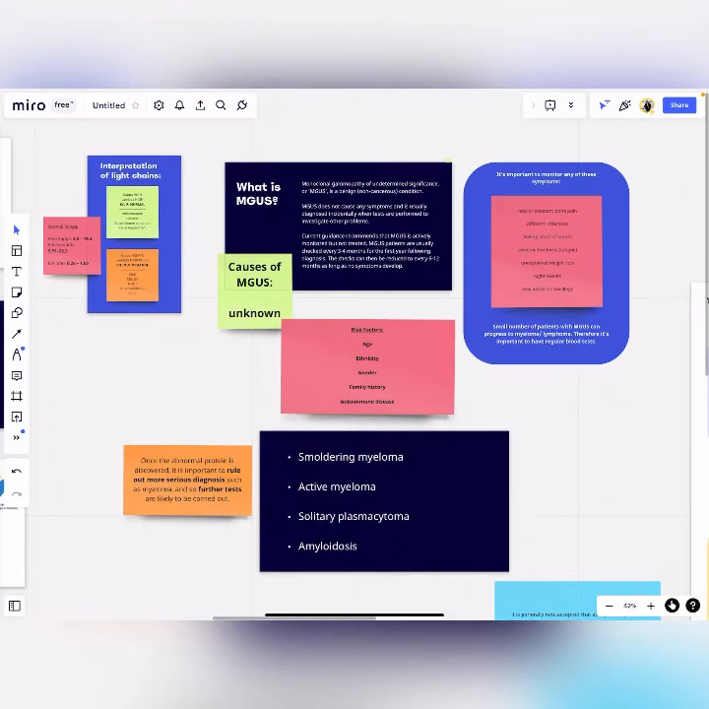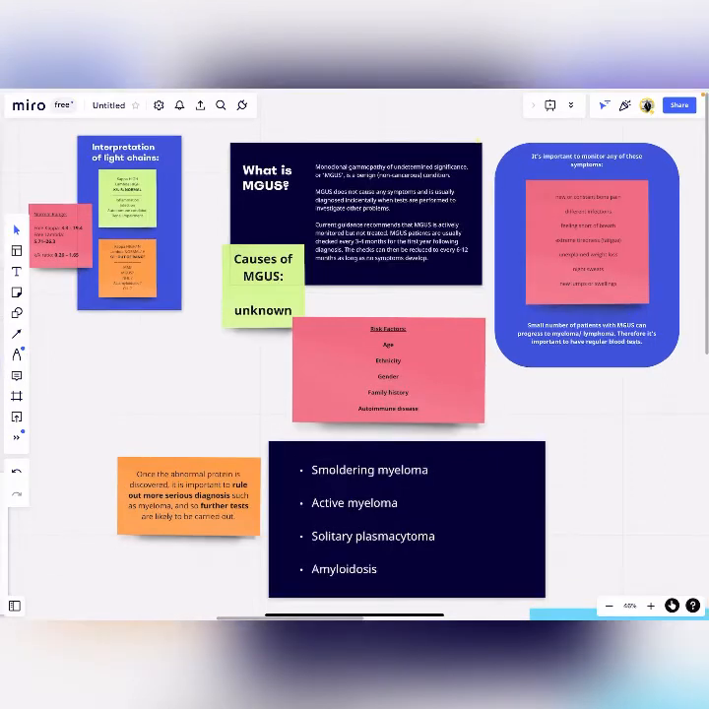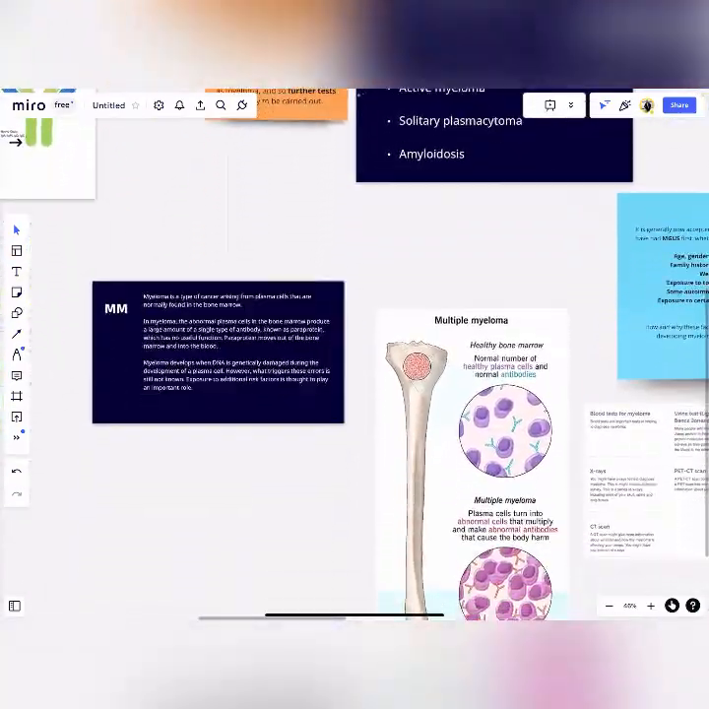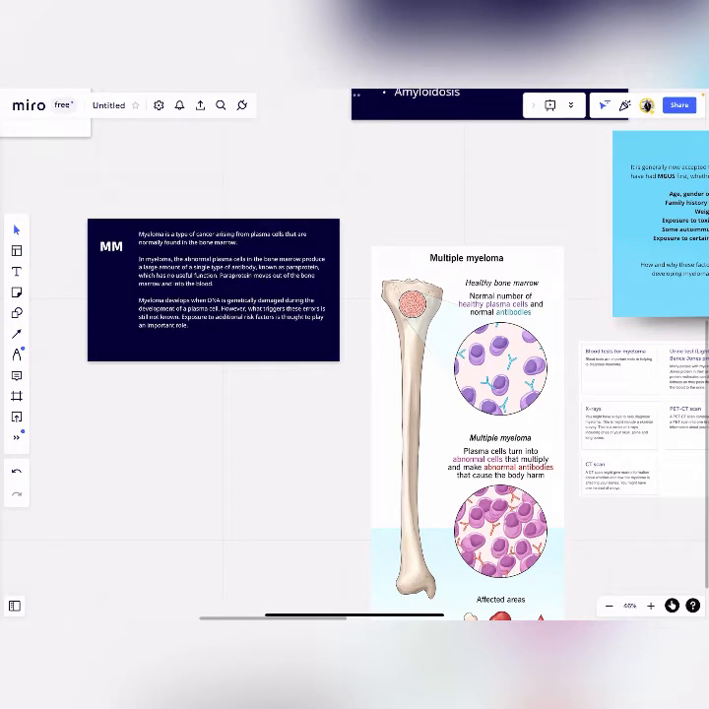We need to bear in mind there are more serious clinical conditions represented with an abnormal Kappa-Lambda ratio, such as smoldering myeloma, active myeloma, solitary plasmacytoma, or amyloidosis. Smoldering myeloma is an asymptomatic form of myeloma. Patients are usually only monitored and may be treated with bisphosphonates. Active myeloma is the symptomatic disease which requires immediate review by a hematologist. It's generally now accepted that all myeloma patients have had MGUS first, whether it was identified or not.